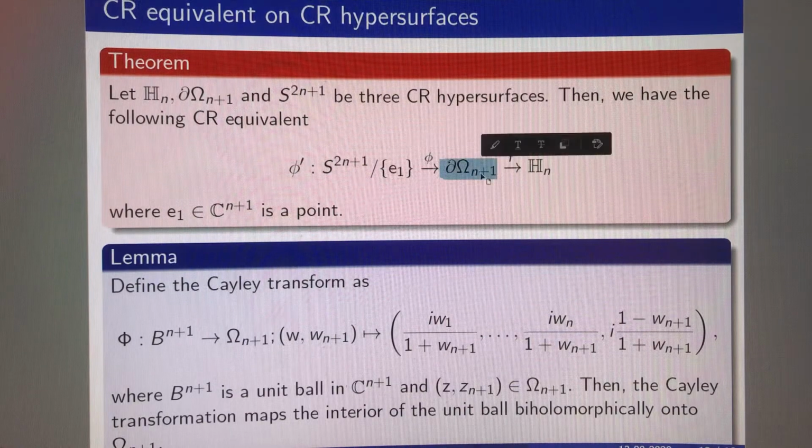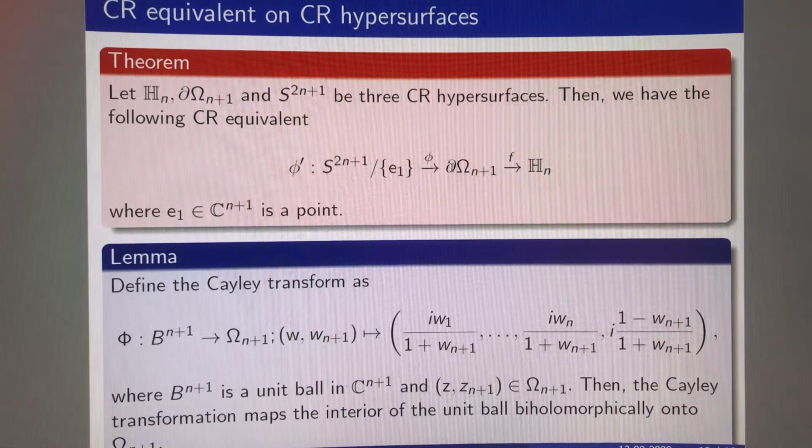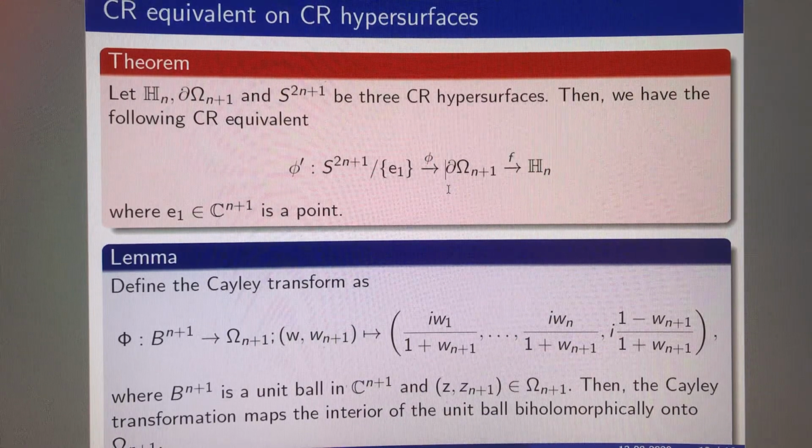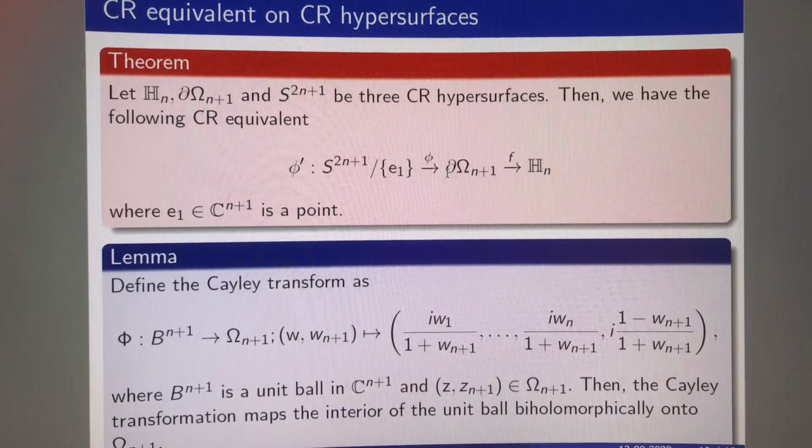Because we already know the coordinates on the boundary of the Siegel domain, and we also know the coordinates in the Heisenberg group, this F can be easily written down. And we can calculate the push forward of F so that this F is a diffeomorphism and preserves the horizontal distribution and so on. Another thing is to prove that this little phi is a CR isomorphism, and this part is not really easy. By doing so, we have to use the next lemma.